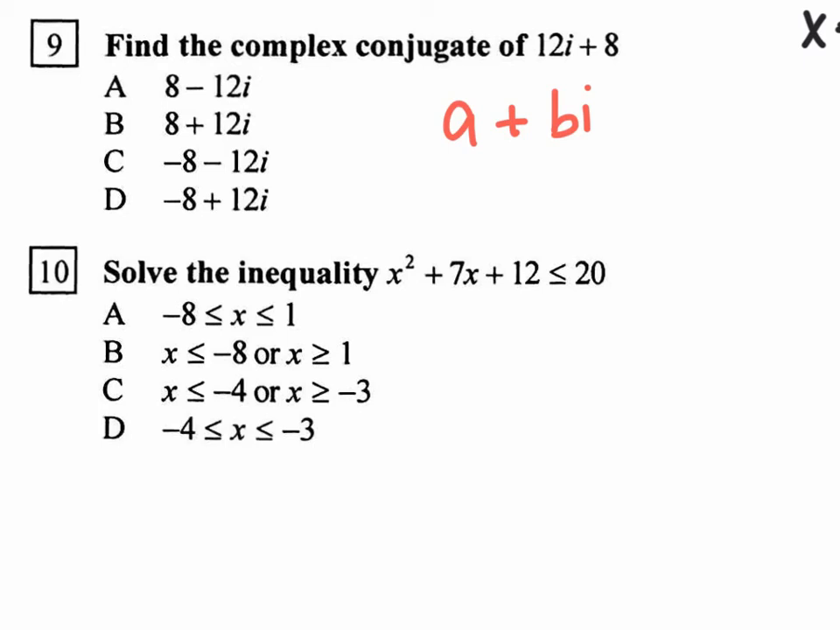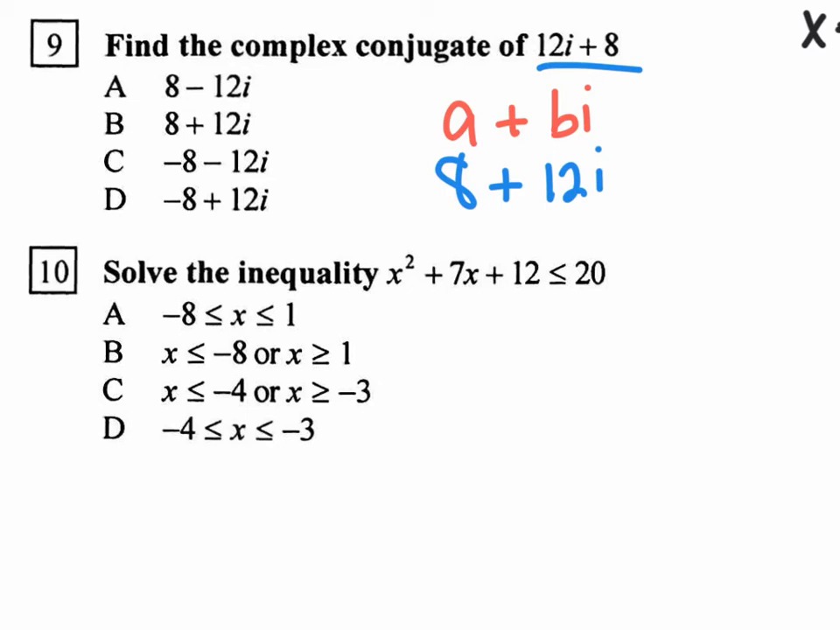So let me ask you this. Is this guy up here written in that form? No, so you need to rewrite it in that form. So the first thing to do is say, okay, 8 is my a plus 12 is my b with an i at the end. Okay, now that makes sense.